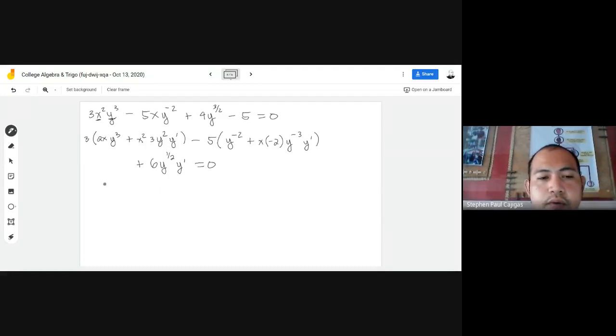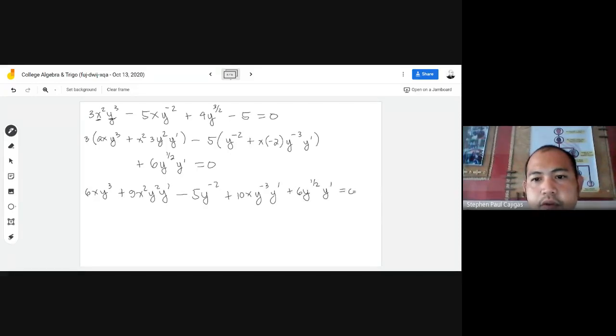And then we now simplify. So this will become 6xy cubed. Then 3 times 3, so this will be plus 9x squared y prime minus 5y to the negative 2. That's minus minus, so it becomes plus 10xy to the negative 3 y prime plus 6y to the power 1 half y prime equal to 0.